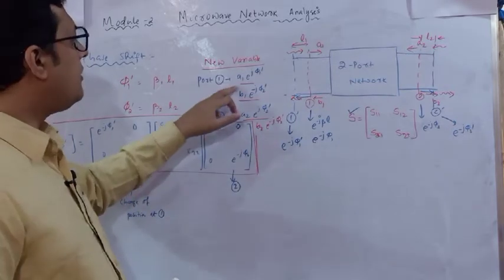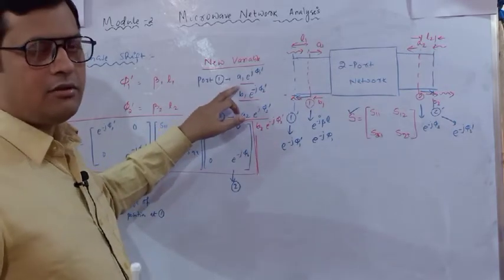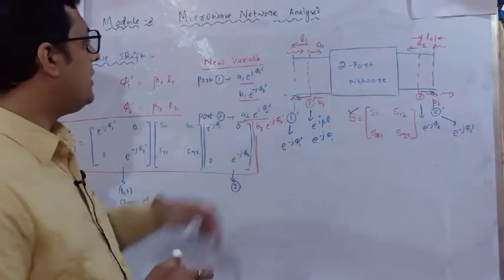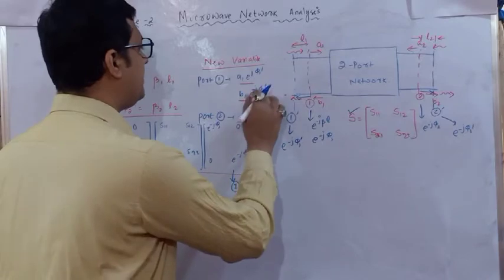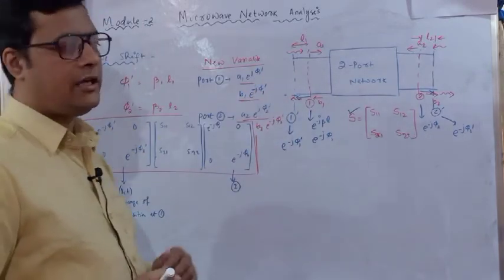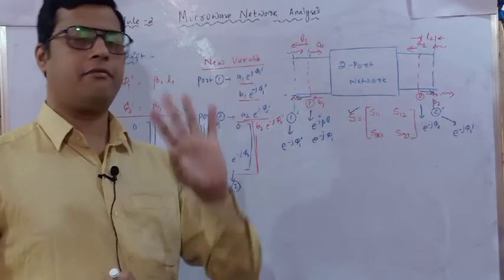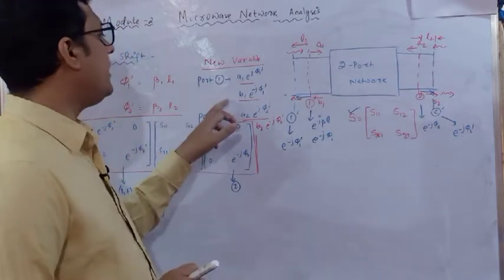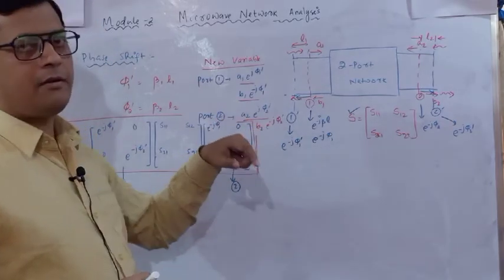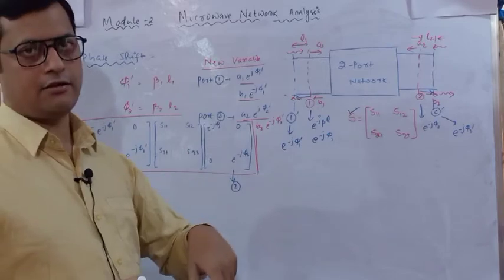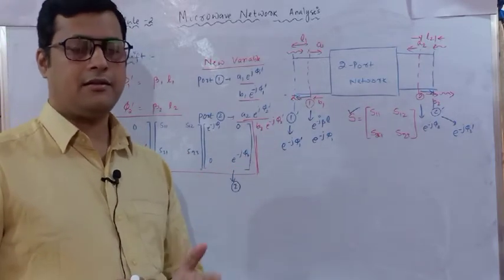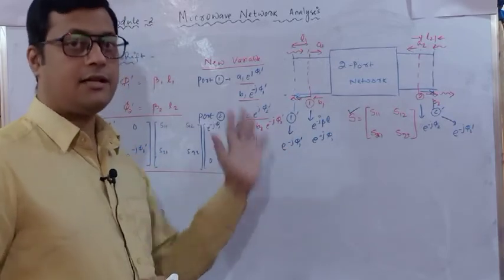Same thing, if I take S11, so what is S11? B1 by A1. If you take B1 by A1, this is your 1 and this is your 2, then you will get e to the power minus 2j phi 1 dash. Similarly, S22 is B2 by A2, so you will get e to the power minus 2j phi 2 dash. So depending upon the identification of the parameters of a particular scattering matrix, your phase is going to be identified.